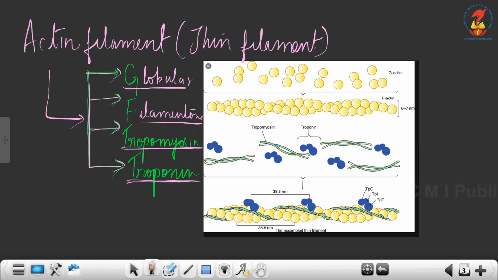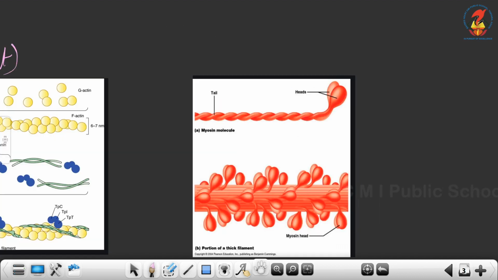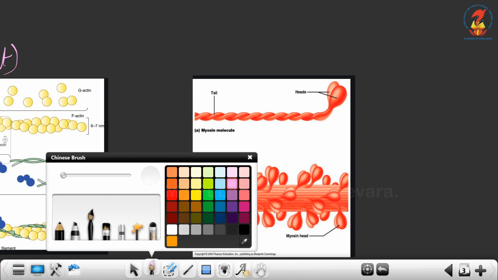Now moving on to myosin filaments. Myosin comprises monomeric units called meromyosin.